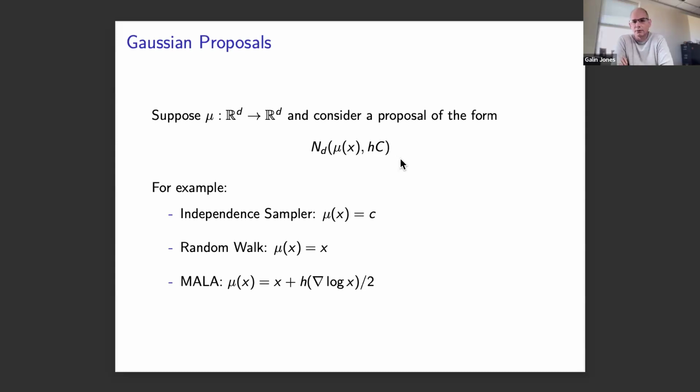of all these algorithms. So if you choose the mean function to be a constant, this would be an independent sampler. If you choose it to be the current state, it's a random walk sampler. You can choose it to coincide with the MALA algorithm, and so on. This is a very common proposal for a lot of classical Metropolis-Hastings algorithms.